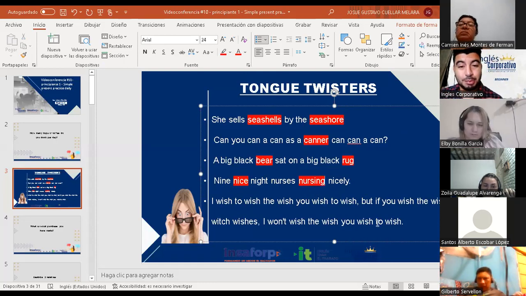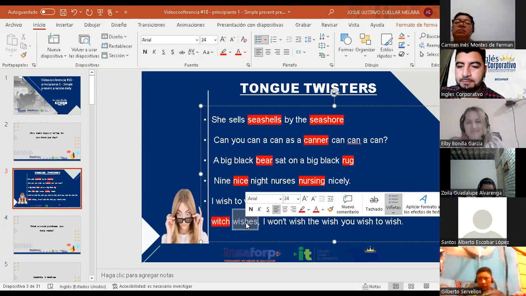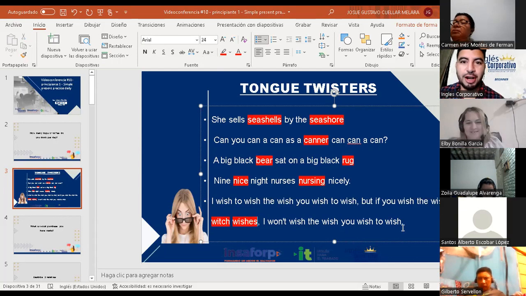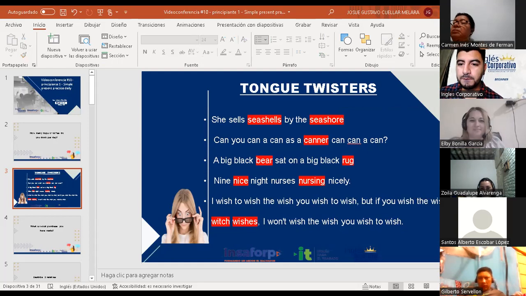And the last one, this is my favorite, actually. Ese es mi favorito. I wish to wish the wish you wish to wish. But if you wish, the witch wishes, I won't wish the wish you wish to wish. Es bastante wish, wish, wish, wish. Okay, so I guess these are like different words, which and wishes. Entonces, si se dan cuenta del resto, es solo wish, wish, wish, wish. Pero which wishes, ahí es el cambio.